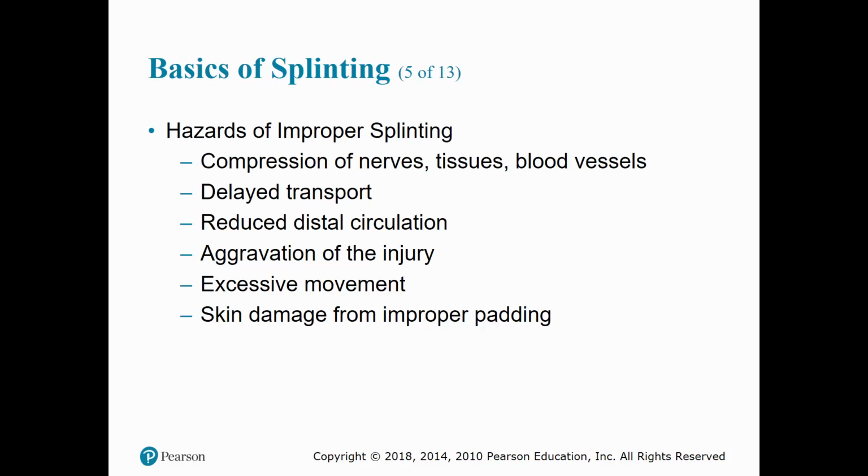Now with anything, there are possible hazards. For all the obvious benefits to the patient with a bone or joint injury, splints can cause complications if applied in the wrong manner. The main one is causing a delay in transport. If the patient's critical, splint en route. If you don't pad correctly, it can cause degradation of the skin. You can aggravate the injury and cause excessive motion if you're not careful. It can also cause compression of nerves, tissues, and blood vessels as swelling continues.